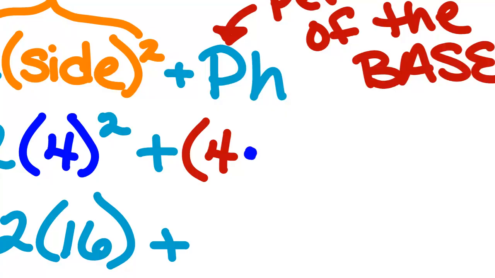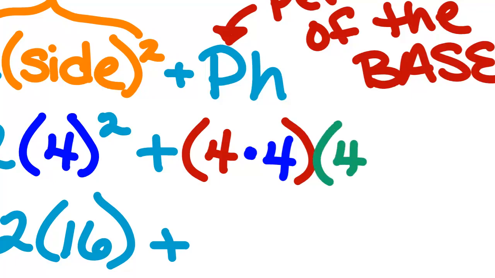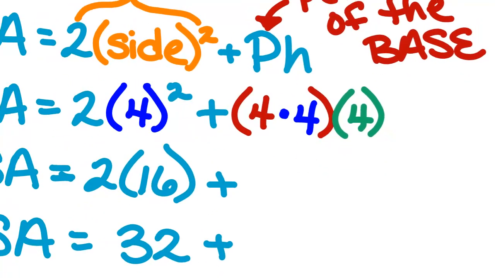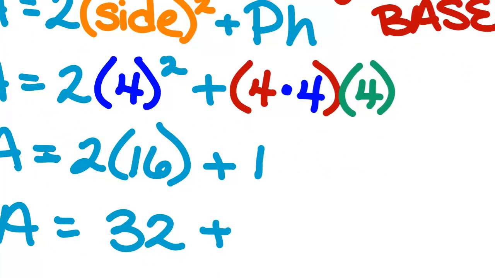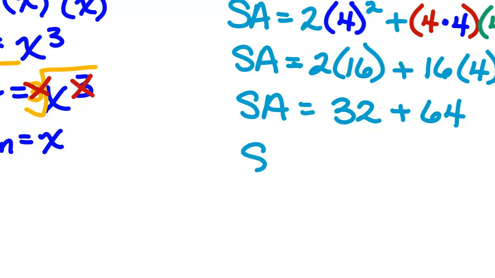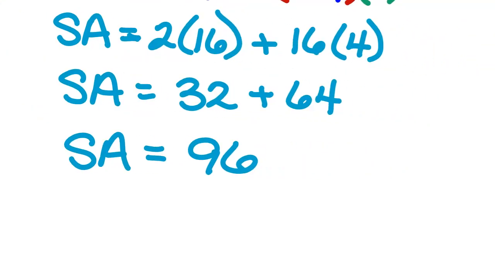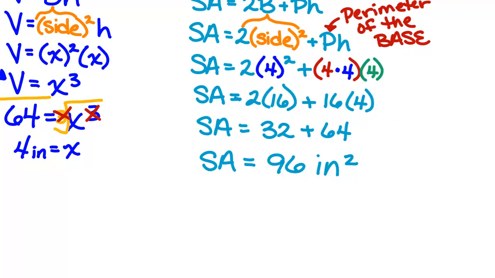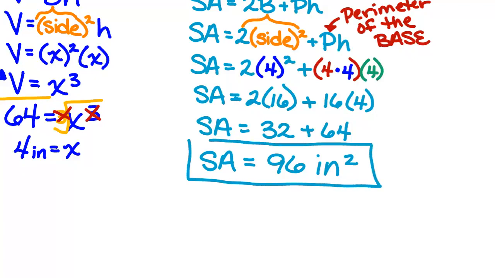So 4 times 4 times the height. What is the height? Another 4. 4 times 4 times 4 gives us, see, that'd be 16 times 4, right? What is 16 times 4? 64. Or you could just do 4 times 4 times 4. We add these two together and we get what? 96. What kind of units should we put with that 96? Inches squared. Nice work. All right, that's number 14, part A.